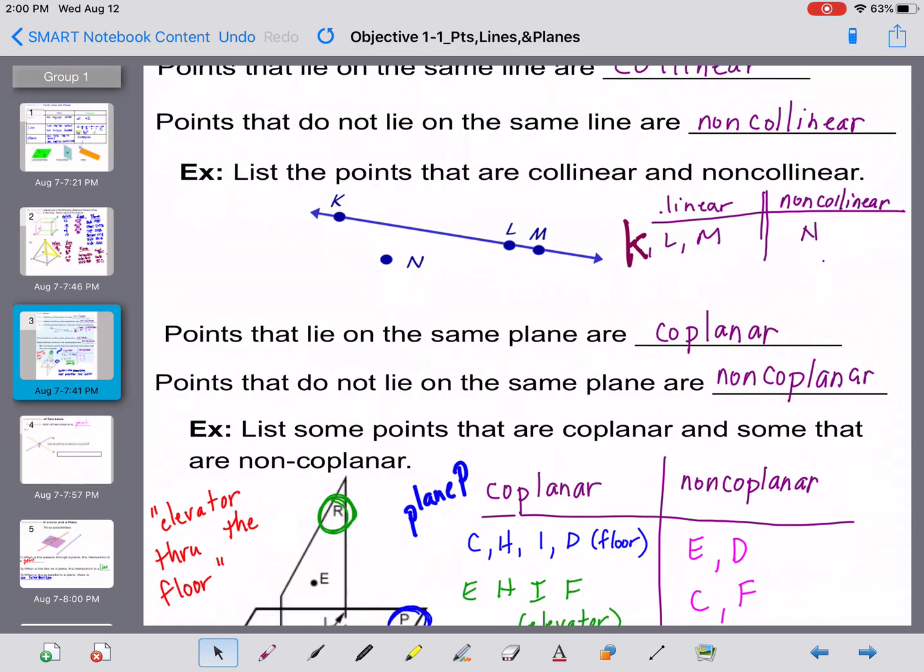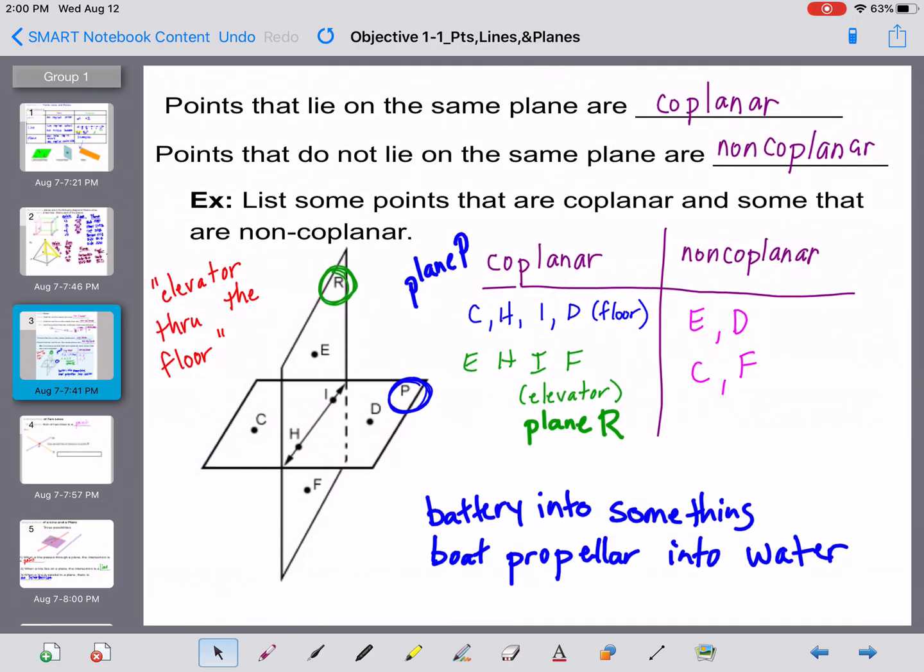And it's kind of the same for planes. Points that lie on the same plane are coplanar. Points that do not lie on the same plane are non-coplanar. List some points that are coplanar and some that are non-coplanar. So we're going to look at plane P, which is in blue. And those coplanar, we want to think about them as being on the floor. Those coplanar points are C, H, I, and D. They're all on the floor.